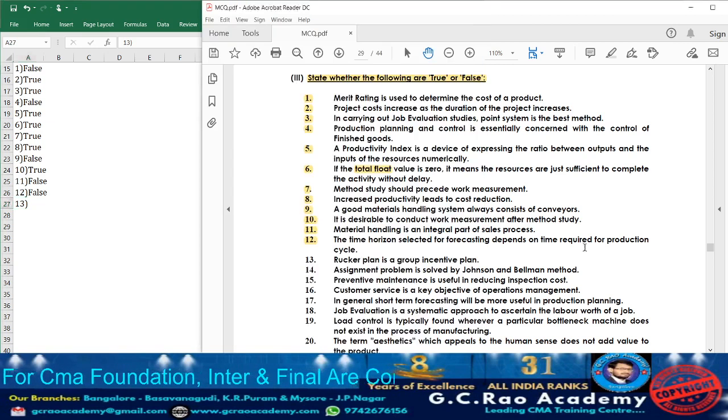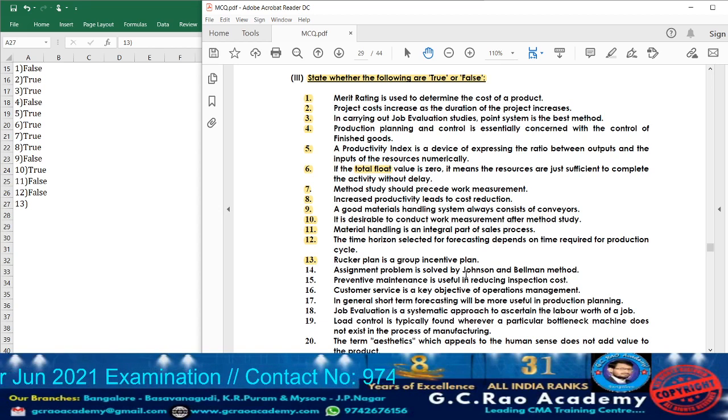Now let us move on to statement 13. What is it telling? Rooker plan is a group incentive plan. See, actually, Rooker plan is one of the gain sharing programs. The main object of that particular Rooker plan will be to reduce the production cost.